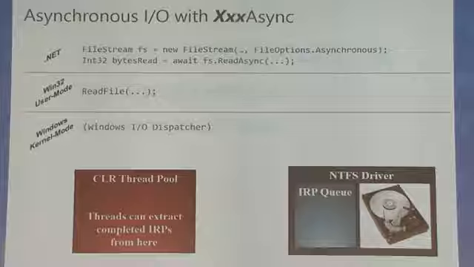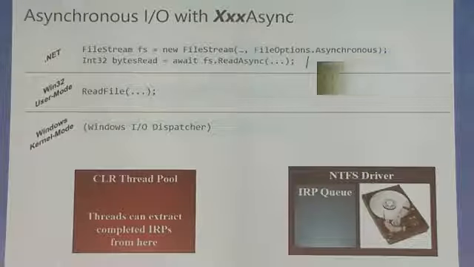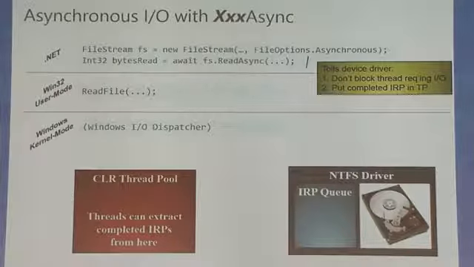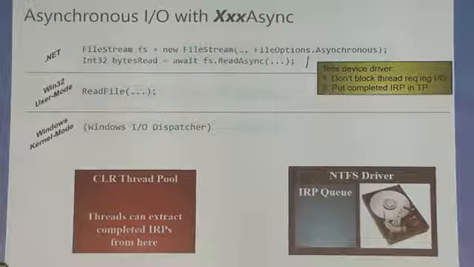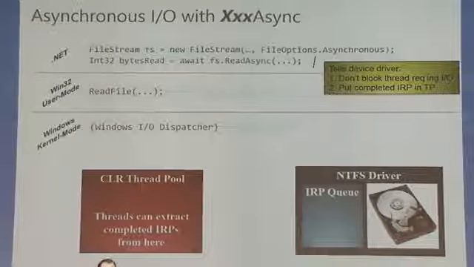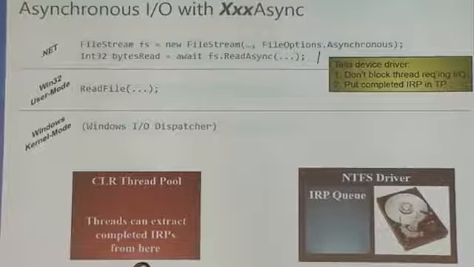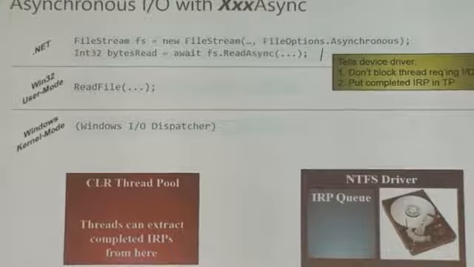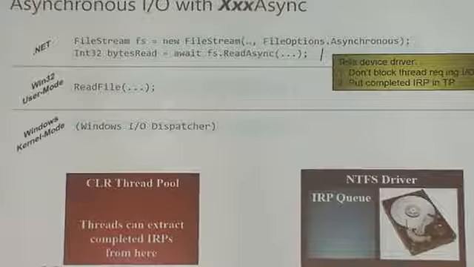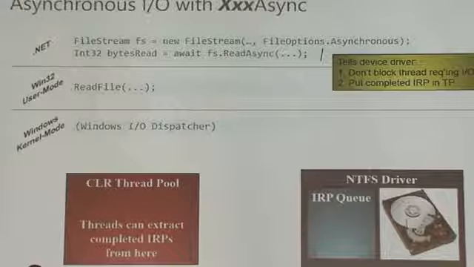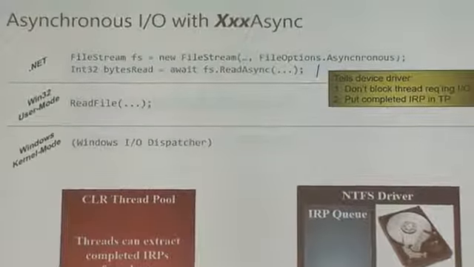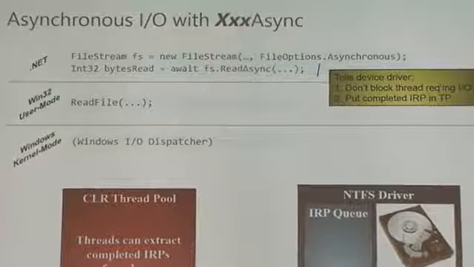So the way we accomplish it is I new up my file stream. But when I new up the file stream, I now pass in a special flag called FileOptions.Asynchronous. This special flag says two things to the device driver. It tells the device driver, don't block the thread requesting an I/O operation. So now the thread won't block, which means the thread pool won't create another thread. So that's how we're going to get our efficiency back. The second thing the flag does is it tells the device driver to put the completed IRP into the CLR's thread pool. I'll talk more about that a little bit later on.